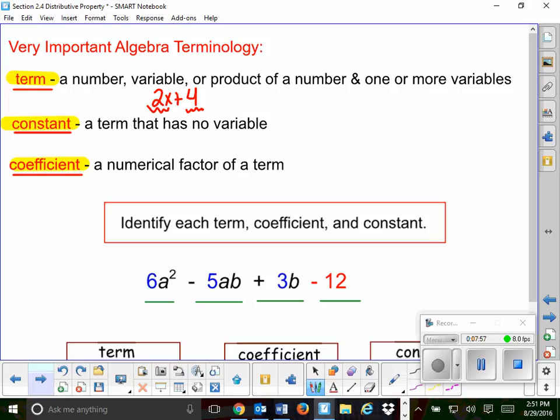A constant is a term that has no variable. So in this example, 4 is the constant. 4 is always worth 4. And the next one is coefficient, a numerical factor of a term. As we talk about like 3x, I've used that word in here a lot. It's that 3 right before it.